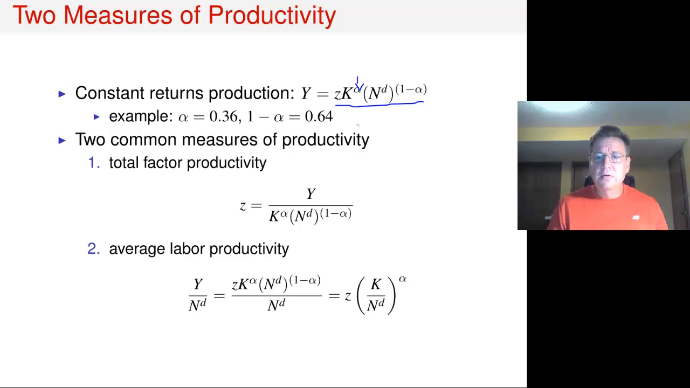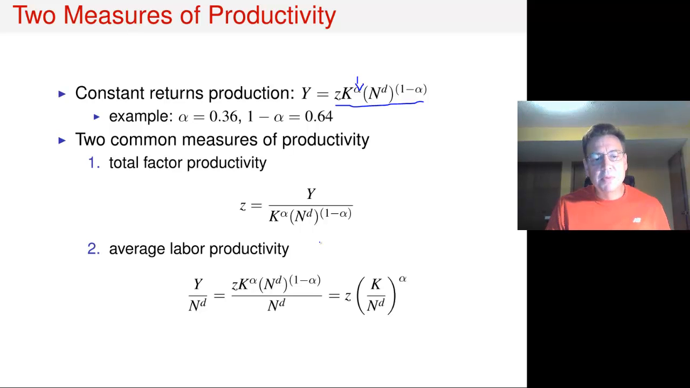And in US data, the number for alpha looks a lot like this. It's roughly 0.36. Alpha is also called the capital share, and therefore 1 minus alpha is the labor share. So there are two different measures of productivity that get used quite a bit. One is what I mentioned before, this Z, which is total factor productivity. And that's literally just defined, if you have this production function, as output divided by k to the alpha, n to the 1 minus alpha.